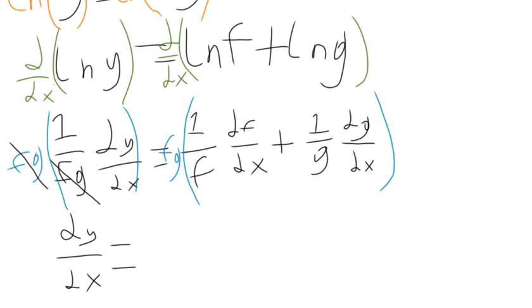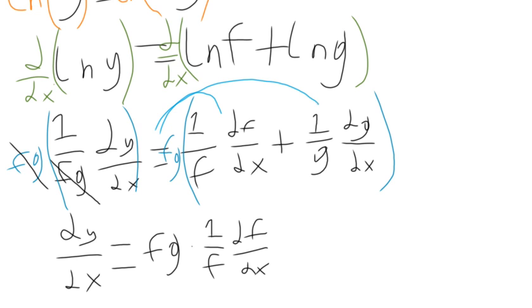This is equal to, and for now I'll just distribute it and I'll worry about canceling things out later. So we have fg times the first term, 1 over f df dx. And then don't forget to distribute this also to the second term. So that'll give us 1 over g dg dx.